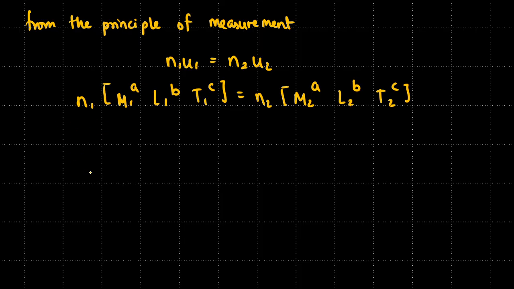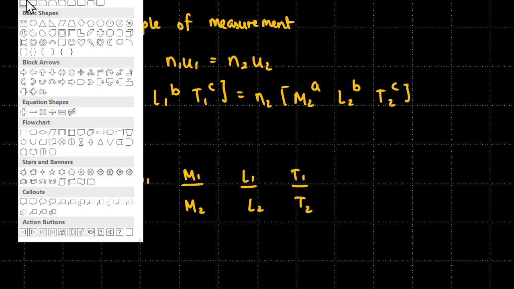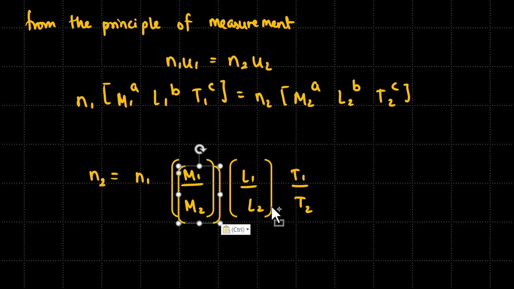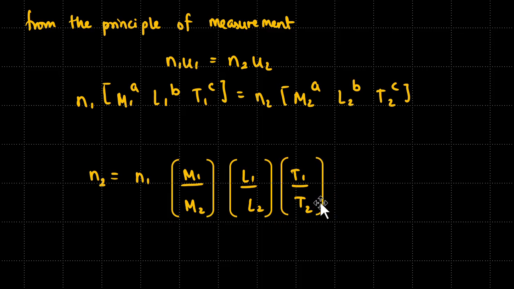So in conclusion, we can write N2 is equal to N1, and we are dividing it, so we add the same dimensions like this: M1 by M2, L1 by L2, T1 by T2. Let me add the brackets now. It's supposed to be square brackets, but I'm doing round brackets. Don't mind it, just think of it as square brackets. So we have this, and they are raised to the power of A, B, and C.